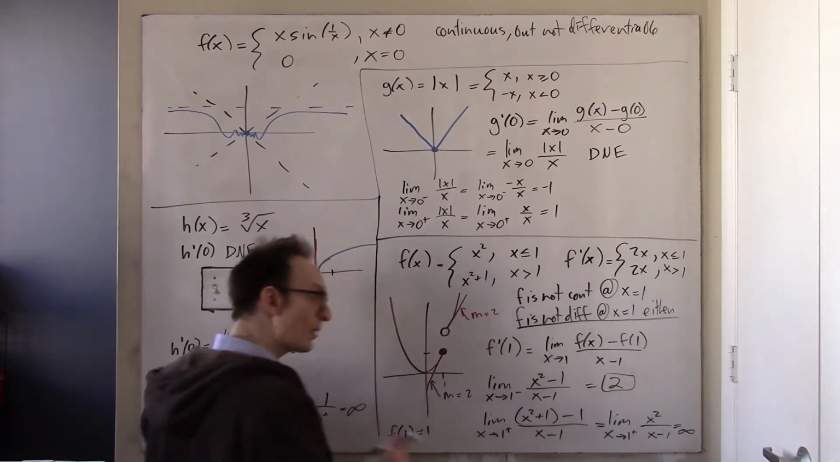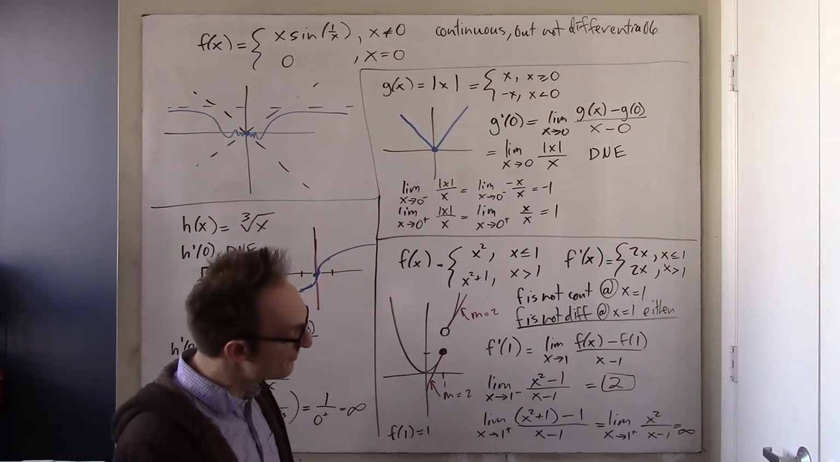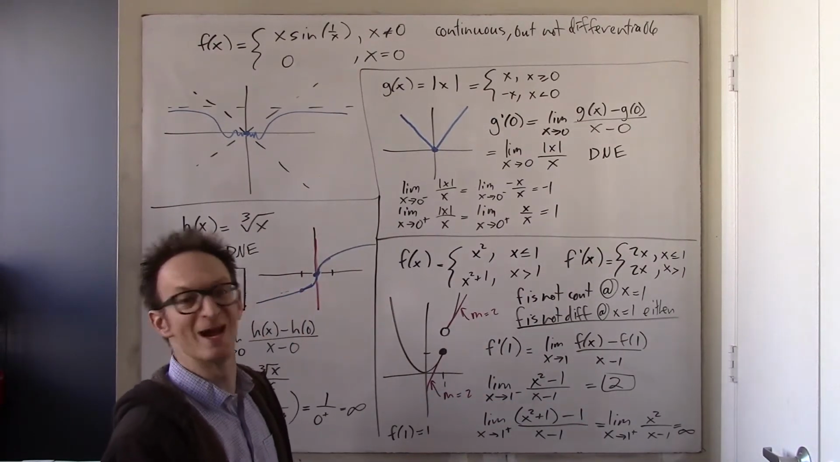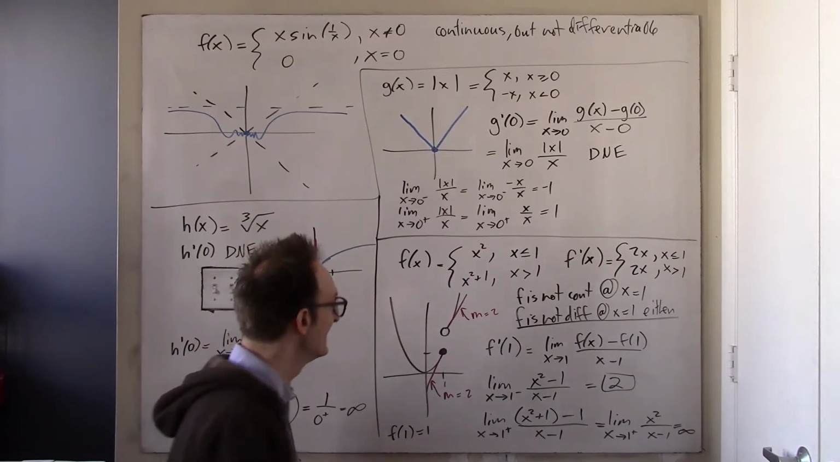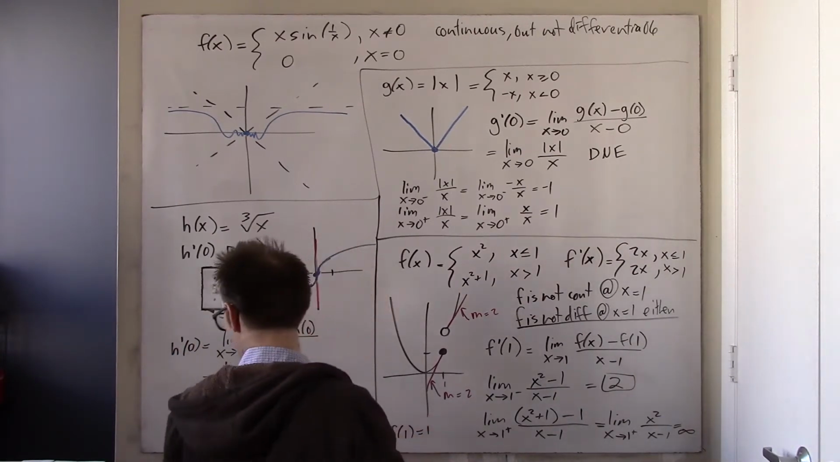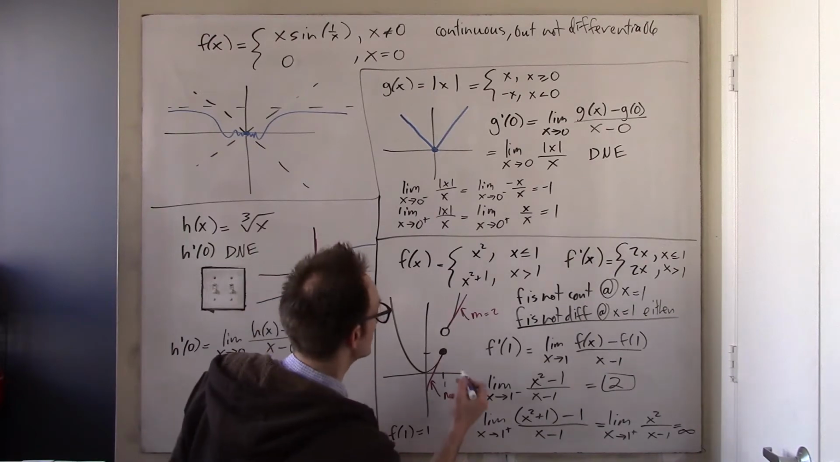How can I make some sense of the fact that this derivative is infinite from the right? The problem is, yeah, Mama's coming home soon.